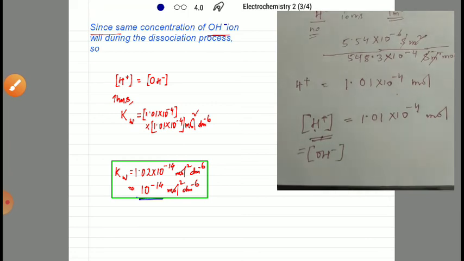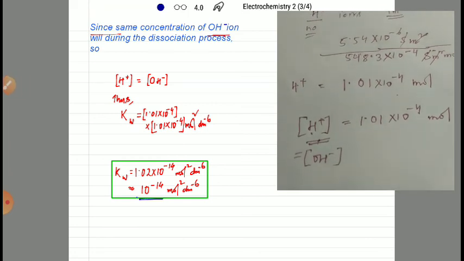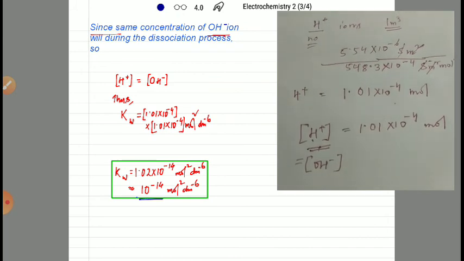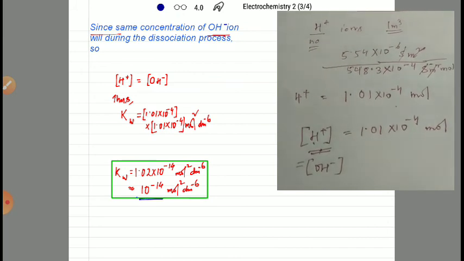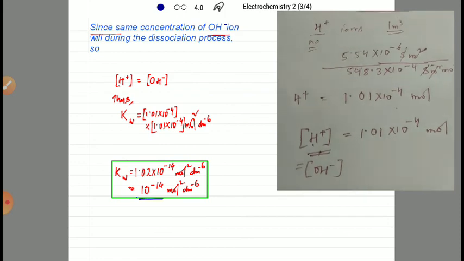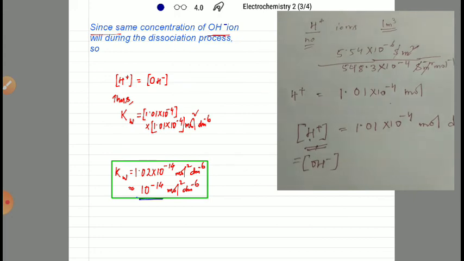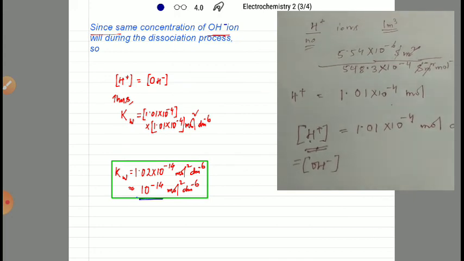So in the next class we're going to discuss the solubility product, the calculation of solubility product for sparingly soluble substances by using conductance measurement.